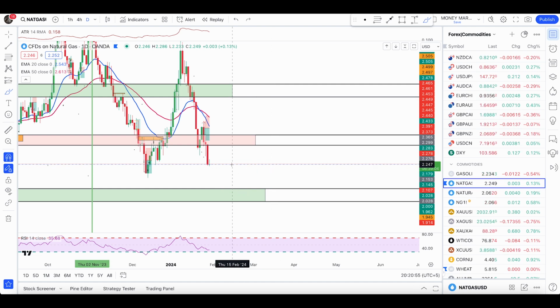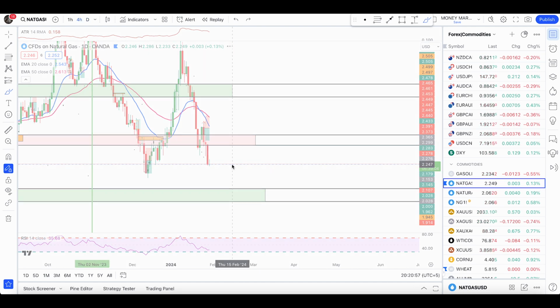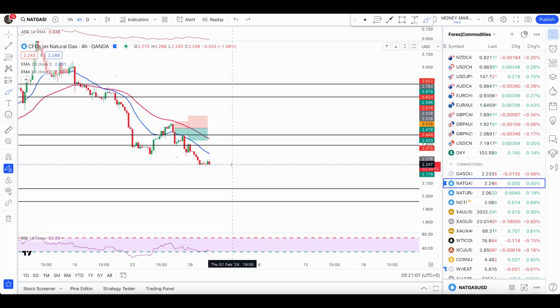So at this point, I'm looking at bearish trades with conditions. I've already given you the ways to enter aggressively and for less aggressive traders. So these are the conditions I'll be looking at to take my trades.